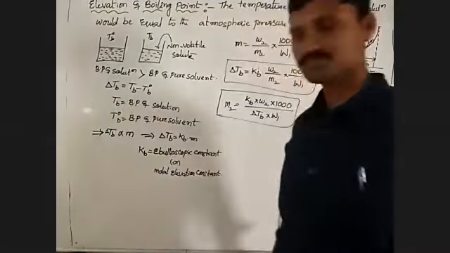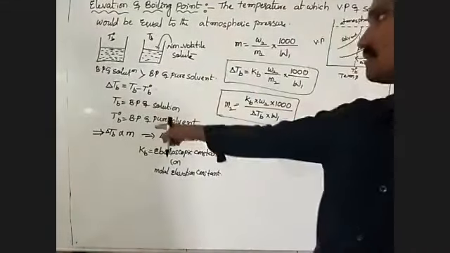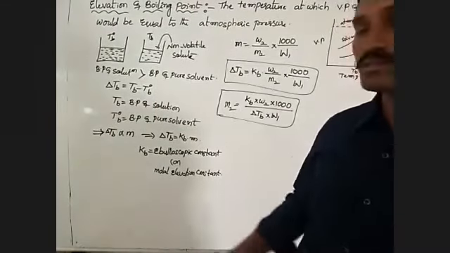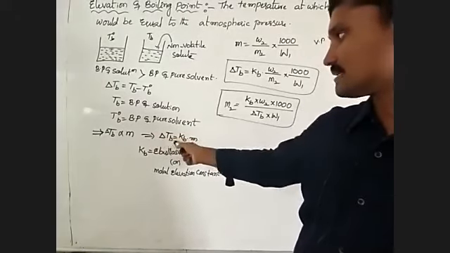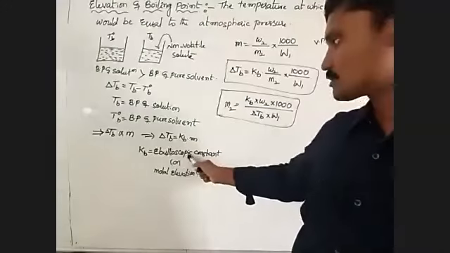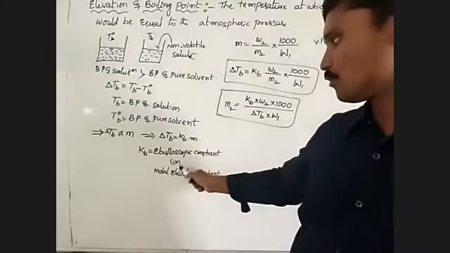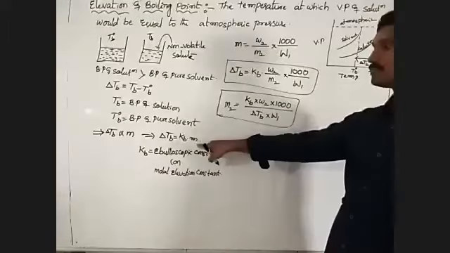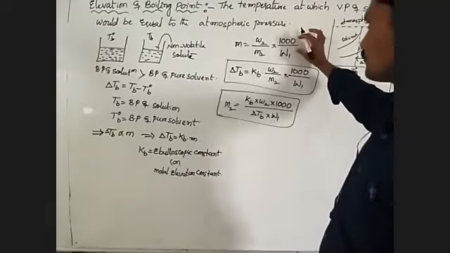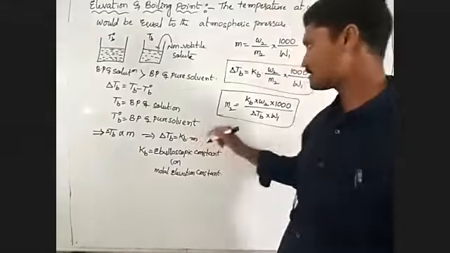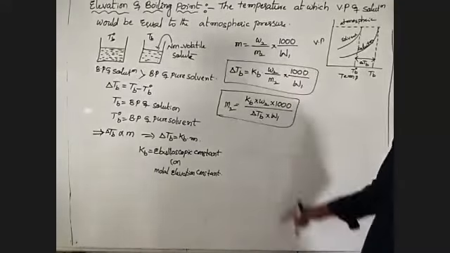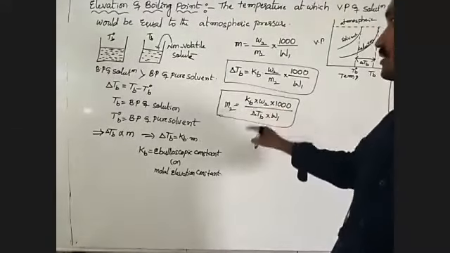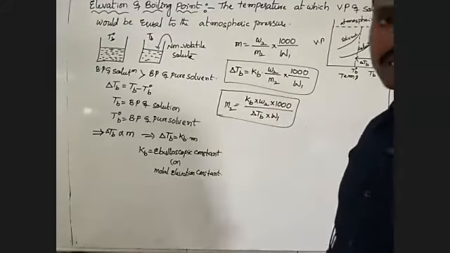For dilute solutions, elevation of boiling point is directly proportional to its molality, small m. Delta TB is equal to Kb into m, where Kb is the ebullioscopic constant or molar elevation constant. Molality m is W2 by M2 into 1000 by W1. Substituting, delta TB is equal to Kb into W2 by M2 into 1000 by W1. Now you can calculate the molecular weight of solute: M2 is equal to Kb into W2 into 1000 by delta TB into W1.